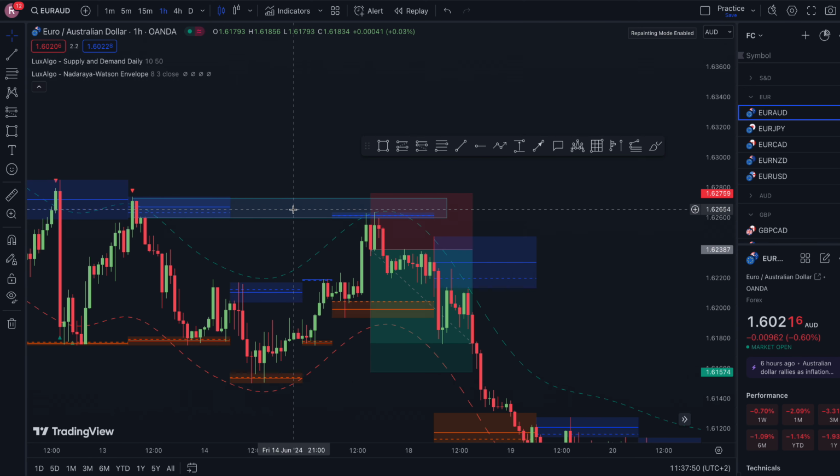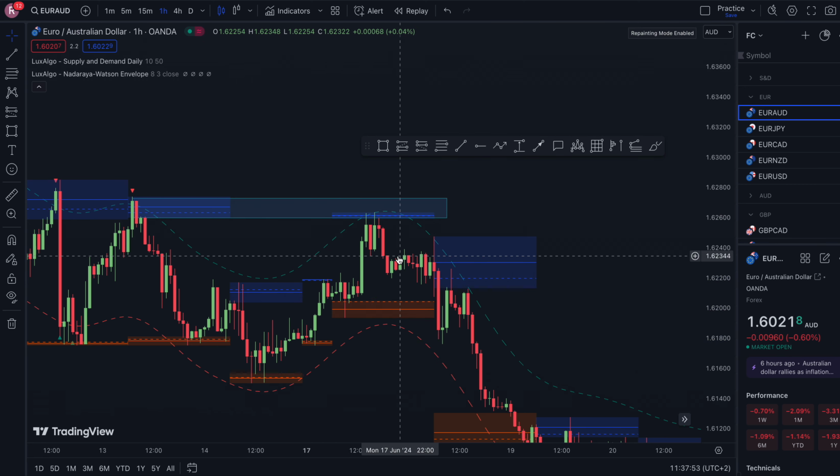Now, the two simple rules: wait for price to get into a supply or demand zone, wait for a breakout of the band and a close back in, and take your sell or your buy. Simple as that. Try this strategy, and backtest it before you go into a live market. Always backtest any strategy that I post on this channel before you try it on the live market. That is very crucial.